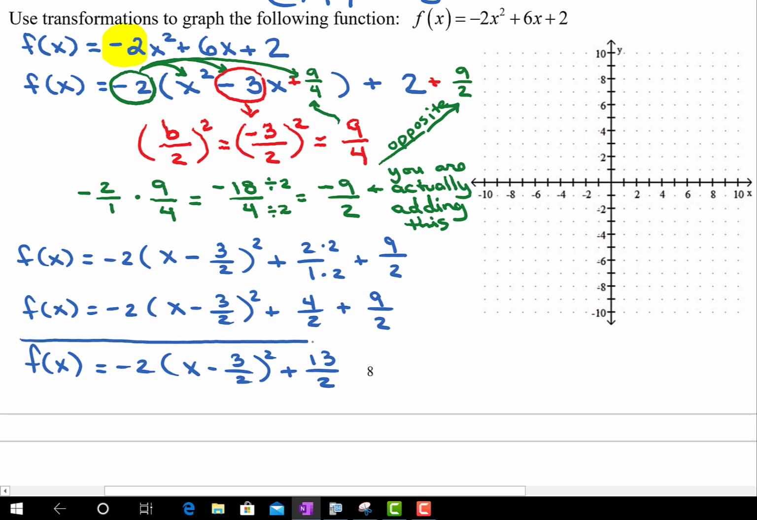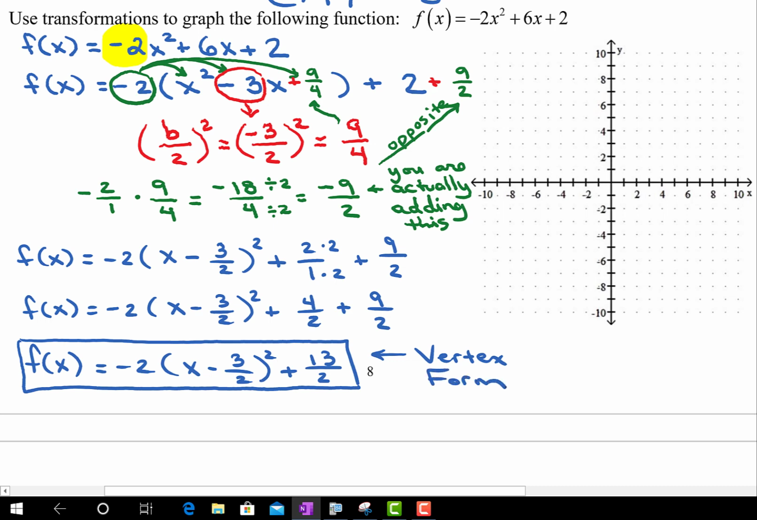And now we have accomplished it. We have written this in vertex form. They did say use transformations, so that's kind of like asking us to write this in vertex form, right? Because we need to know what transformations we need to use. So now that I have it written in vertex form, the first thing I would do is find the vertex, because the vertex is going to give us a starting point.